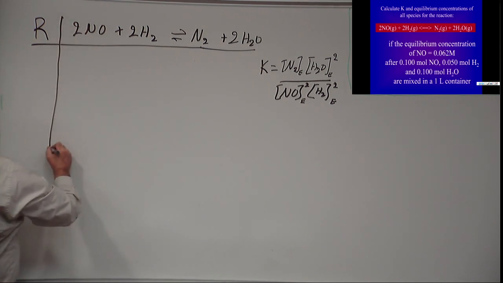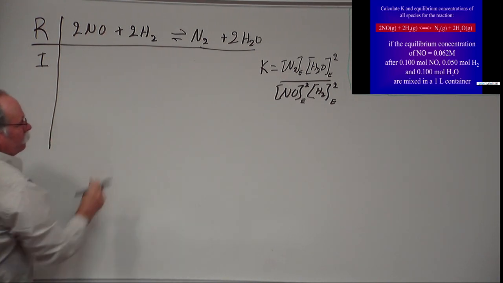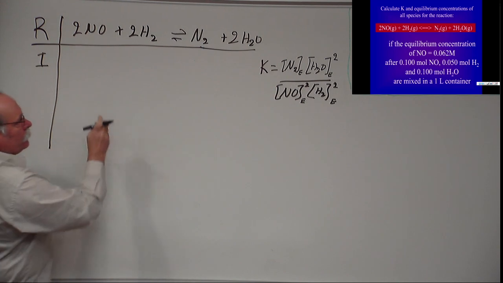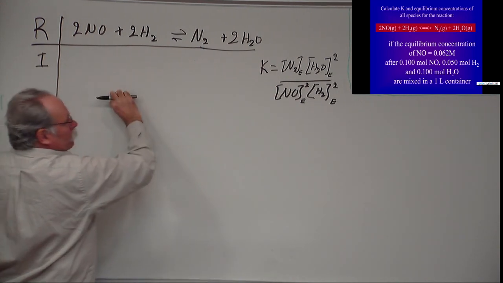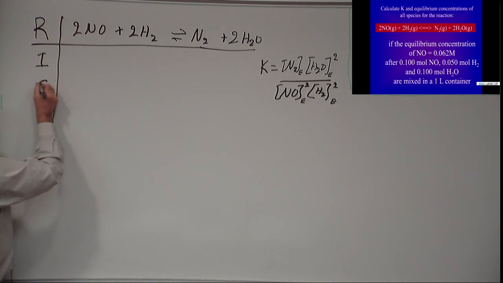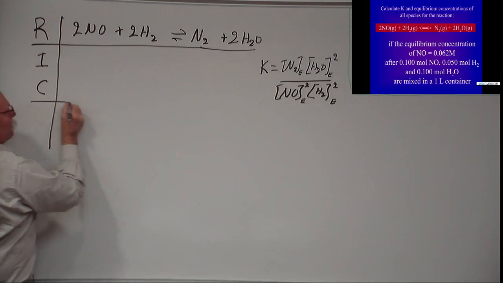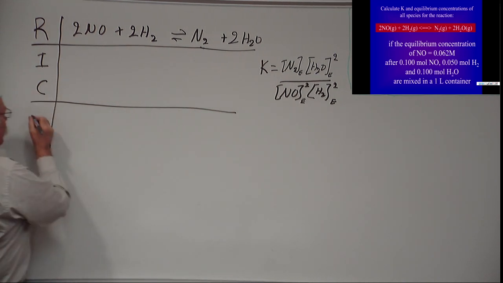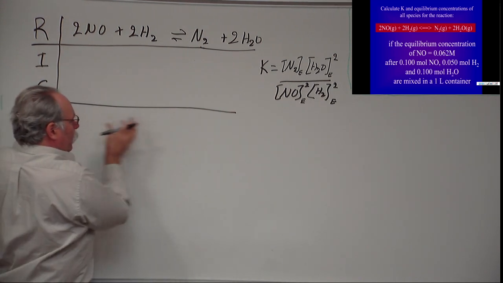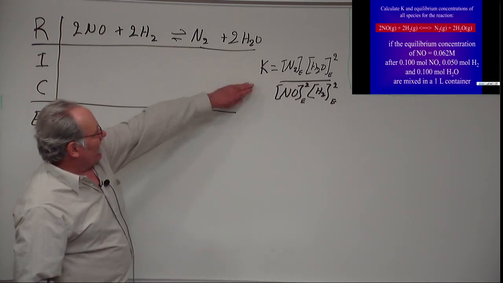Now, I start with initial concentrations. If the system's not at equilibrium, a reaction occurs. It could go in the forward direction or it could go in the reverse direction. Change is how much these species have changed as it goes from the initial concentration to the equilibrium concentration. And the equilibrium concentrations, when put into this expression, give us the value of K.